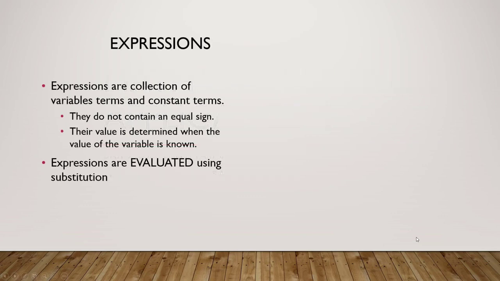An expression is a collection of variable terms and constant terms. It will not contain an equal sign, and the value of the expression is determined when the value of the variable is known. It's important to note that expressions are evaluated using substitution. For example, if we know x is equal to -2, evaluate the expression 5x squared plus 2x.